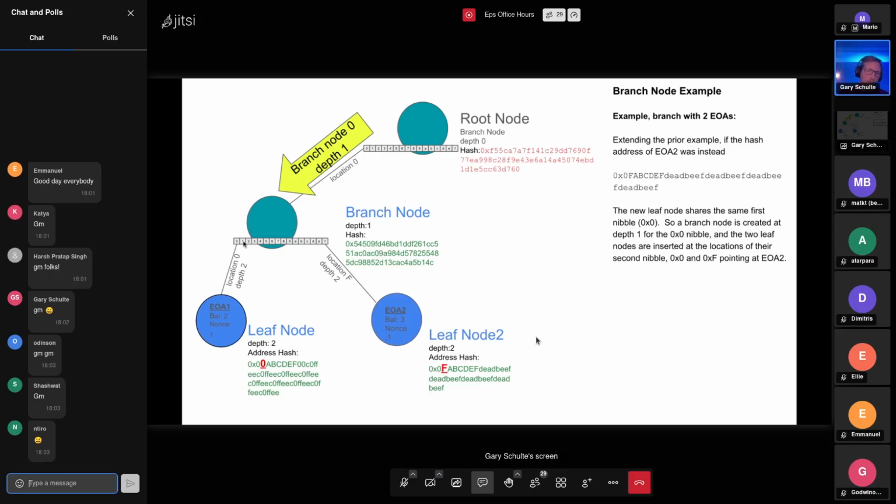So again, we have an array of 16 elements with 2 elements populated. We hash that value, we get 54, 509, etc. And we put that hash value into location 0, since this is the 0 nibble path still. We put that into location 0 of the root node. And when we hash this root node, we get the state root F5, 5C, etc. So again, this state root commits to this and only this configuration of state. It's, again, a super succinct and secure way to verify consensus of state across different nodes.